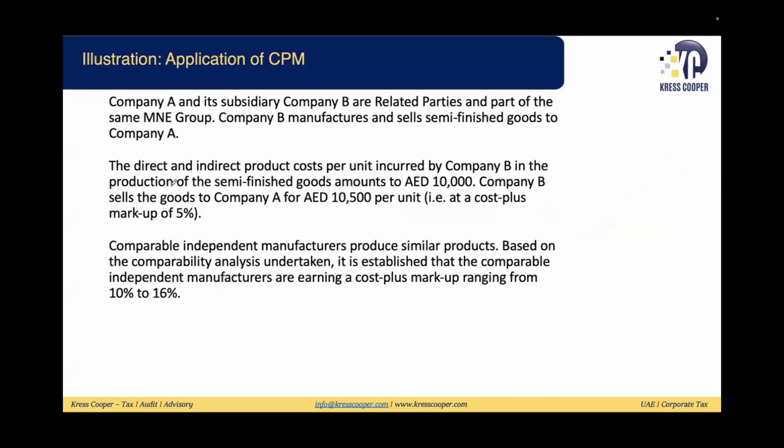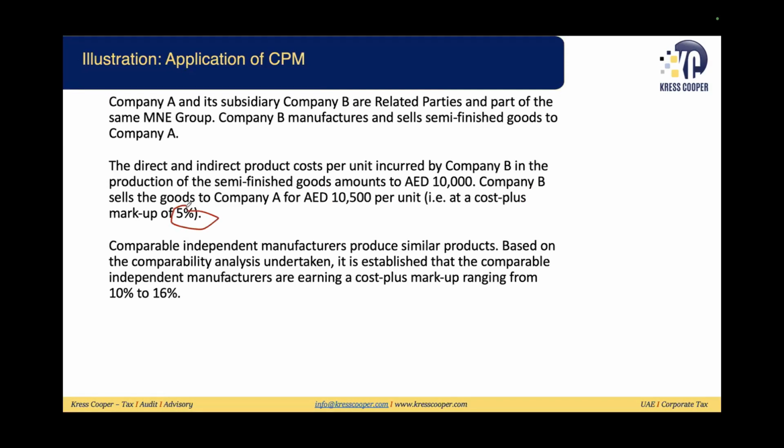The direct and indirect product cost per unit incurred by Company B in the production of the semi-finished goods amounts to 10,000. B is manufacturing and transferring to A, charging a price of 10,000 dirham cost. Company B sells the goods to Company A for 10,500 per unit. Cost plus markup means the markup charged by B to A is 5%.